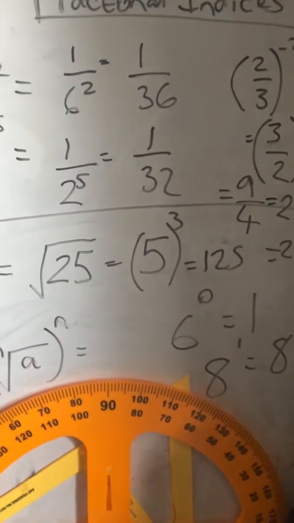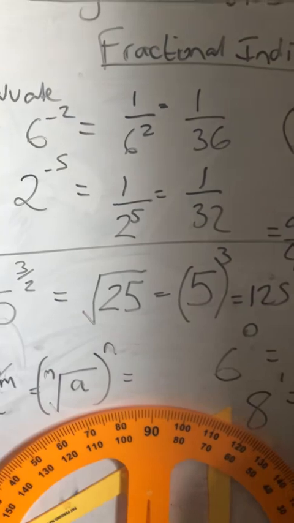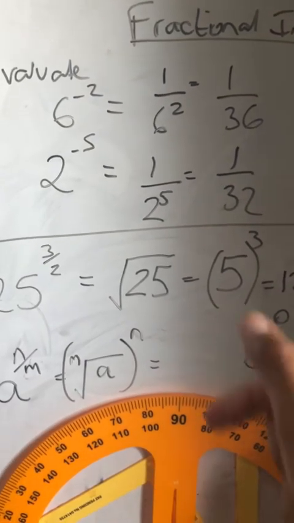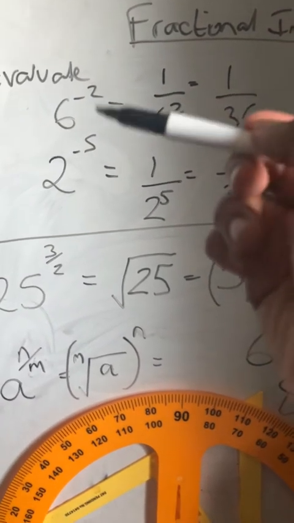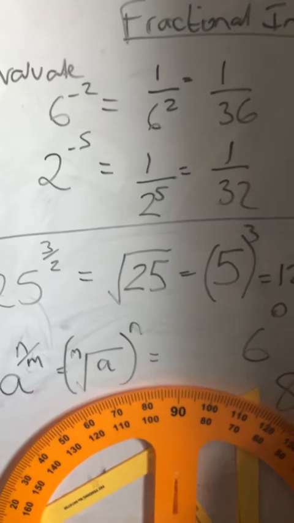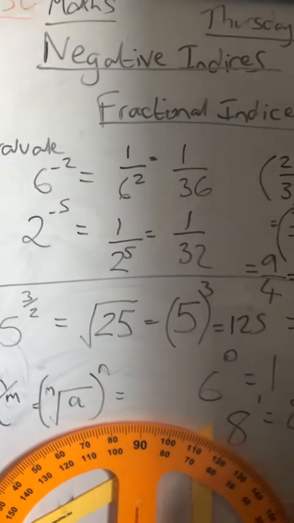They are key bits to remember. And the negative index does the reciprocal. It does 1 over. So the minus power does 1 over, it flips the fraction. Okay, that's it today, guys.